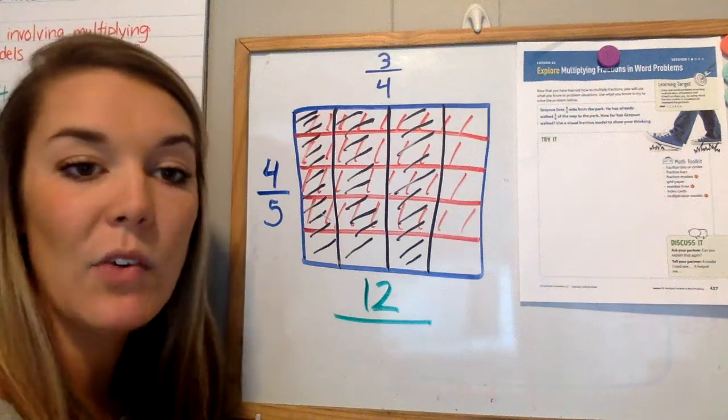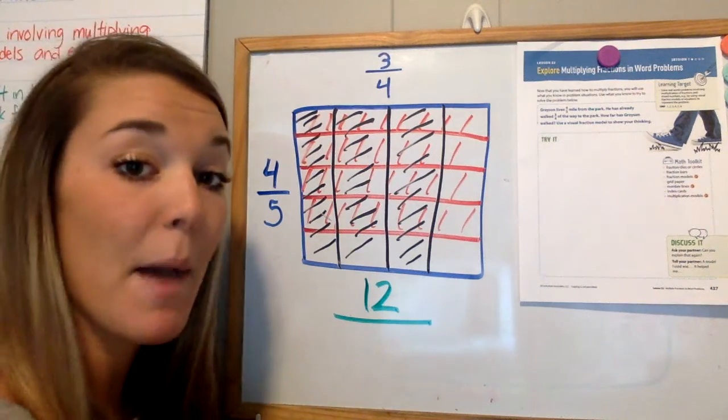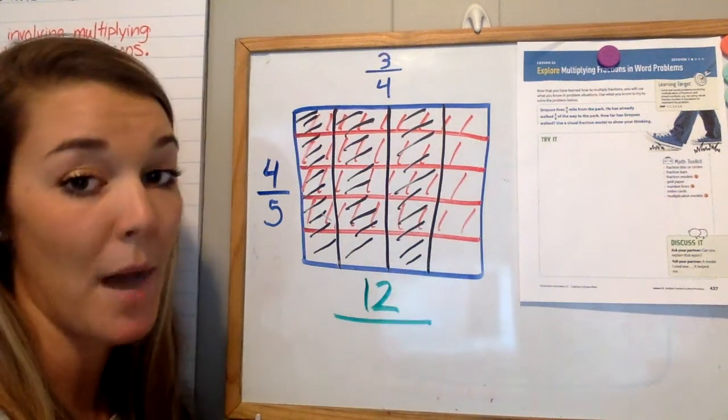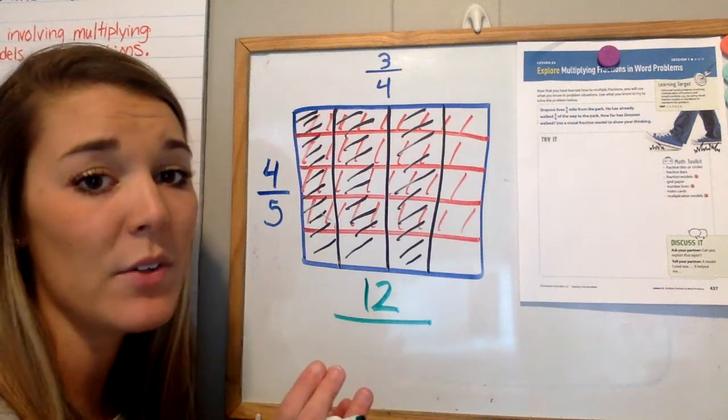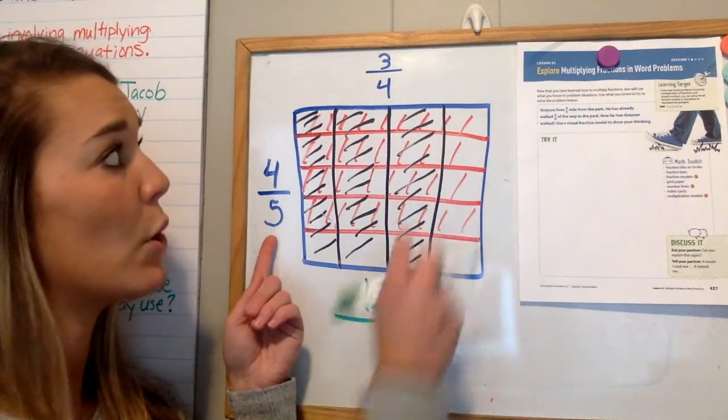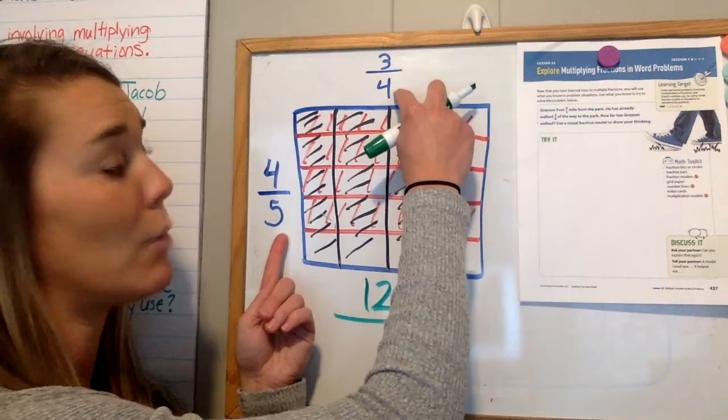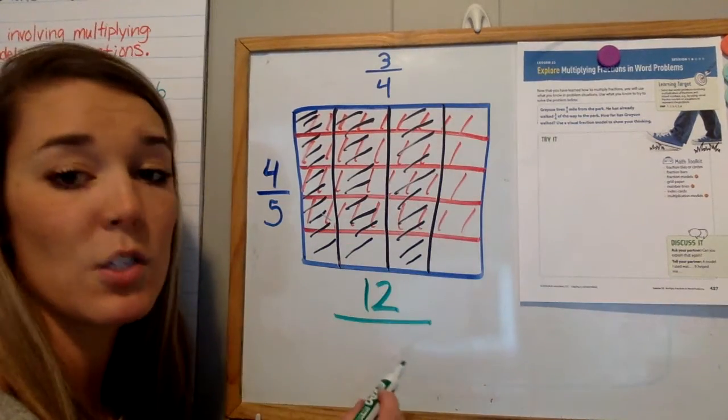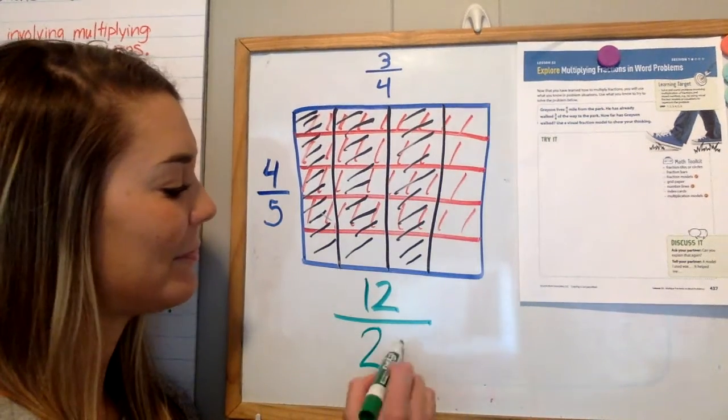And what is my 12 out of? Well, that's the amount of squares that's in the entire area model. So instead of counting all those, I know that there's 5 rows and 4 columns, so I can multiply that. 5 times 4 is 20. Okay?